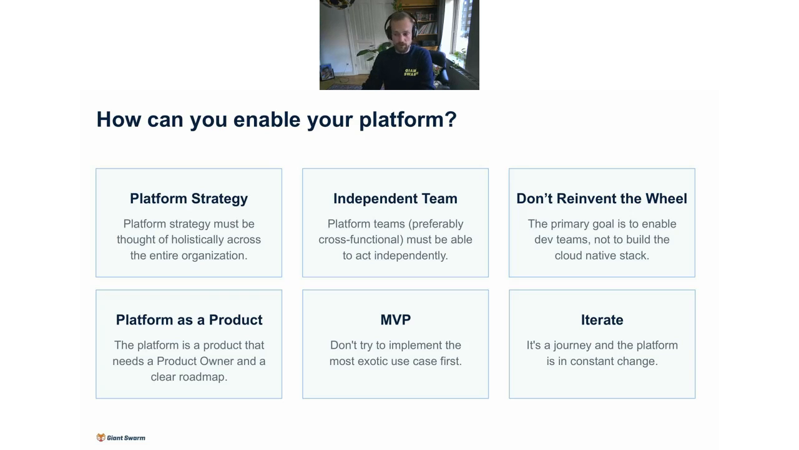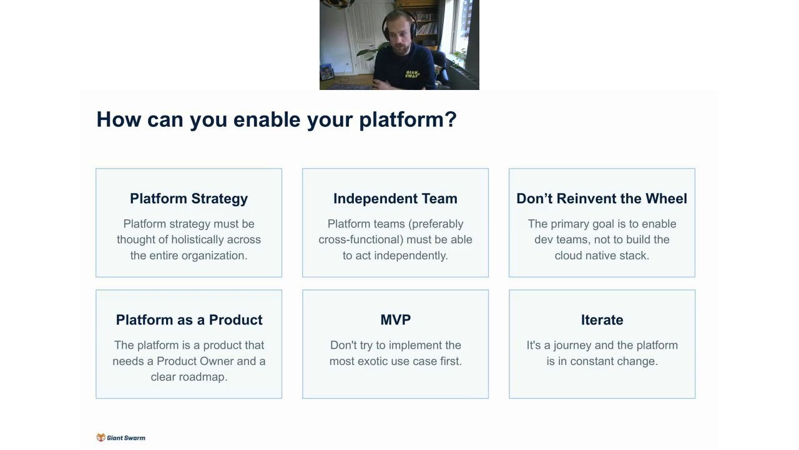And the third one is lessons learned: you shouldn't reinvent the wheel. The primary goal should be that you enable your dev teams and not build a cloud native stack. So think about what is enabling our dev teams to deploy software to production faster and more often, so that we can create business value more often.